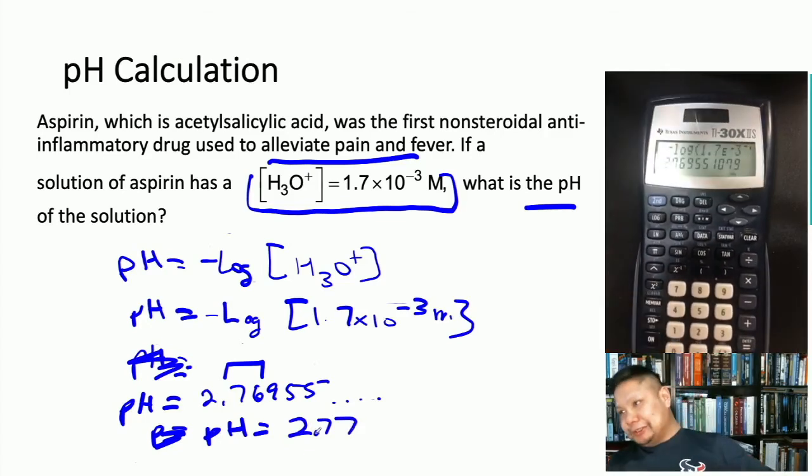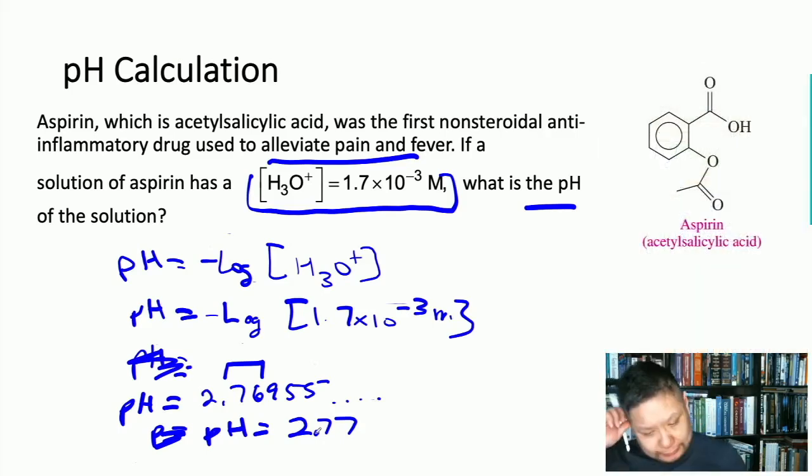So that's the pH of a solution of aspirin that has a hydronium ion concentration of 1.7 times 10 to the negative 3 molar. Pretty simple stuff. So let me close the calculator down real quick here. There we go.